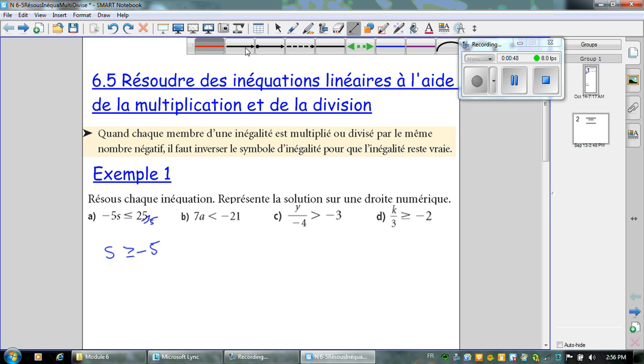You also have to represent that. So you just identify your number, negative 5. It's a closed circle, and all the numbers to the right of it.